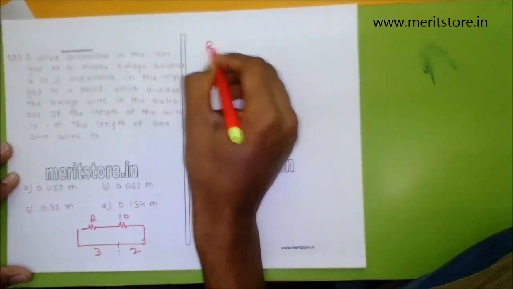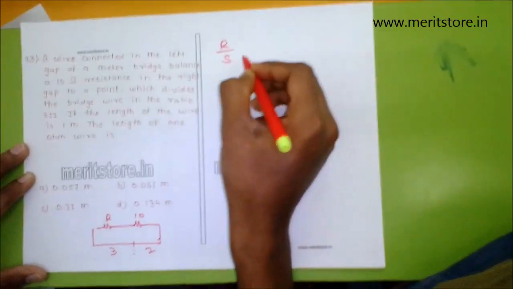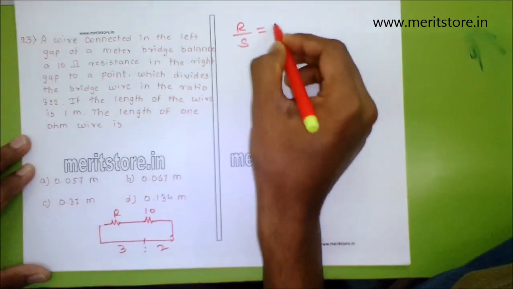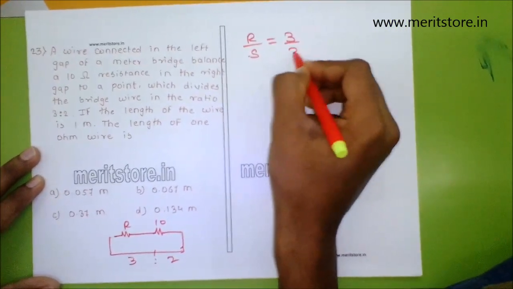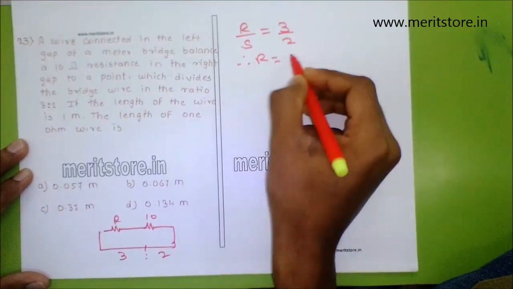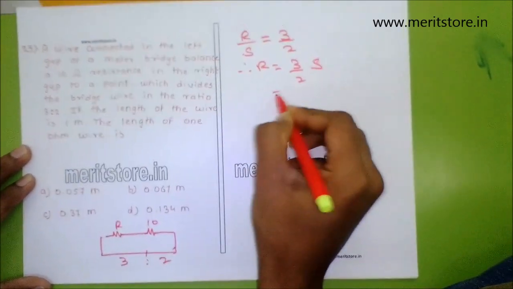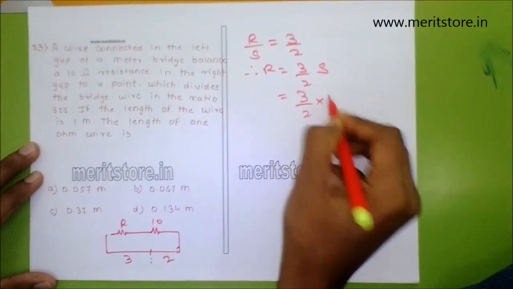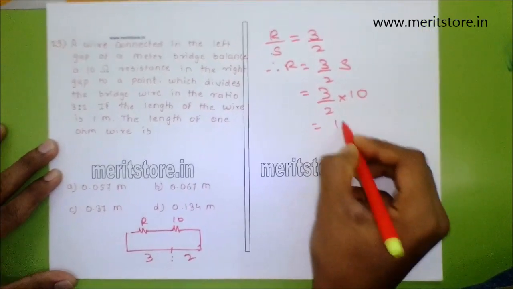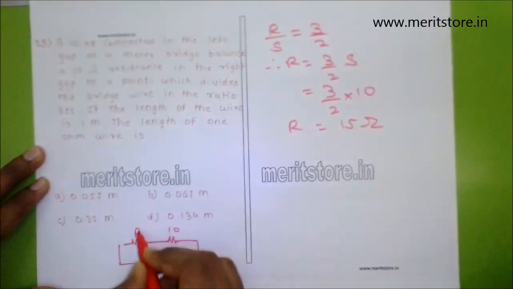According to the meter bridge formula, R by S when in balancing condition is equal to 3 by 2. Therefore, the value of R is 3 by 2 times S, which is 3 upon 2 into 10, which is 15 ohms. The value of R is 15 ohms.